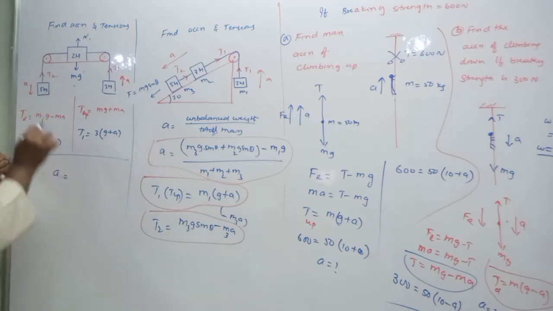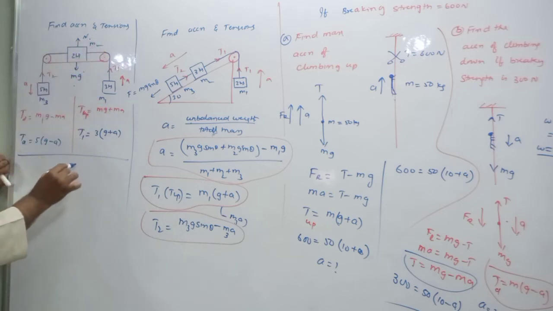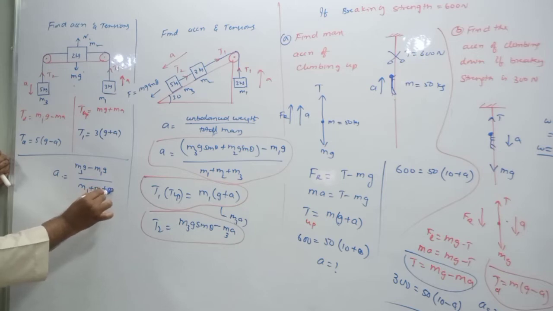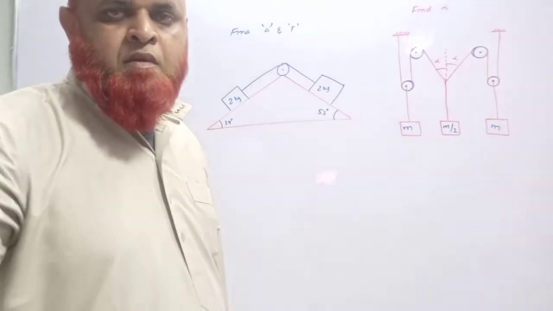Unbalanced weight means, for example, this is M3, this is M1, and this is M2. Your formula will become M3G minus M1G by total mass, which is M1 plus M2 plus M3. Total masses means all the three you have to consider. Unbalanced weights means only you have to take the weight difference of the ones which are hanging, that's it. The one which is resting will not be considered. So this is a shortcut formula you can solve with.